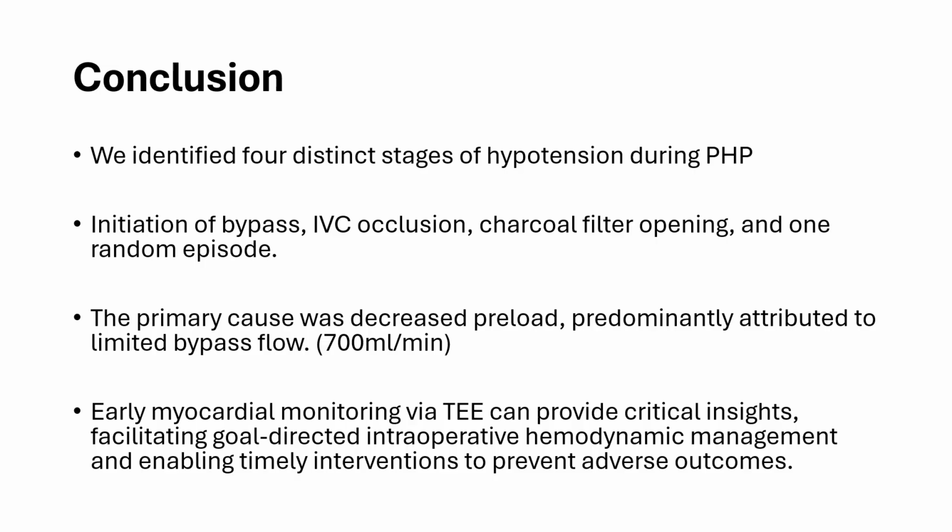So the primary cause of the decreased preload is predominantly attributed to the limited bypass flow, and the max bypass flow for those procedures is 700 cc a minute. And considering the patient's baseline cardiac output was around 4.5 liters, that's about 1/6 of the patient's normal cardiac output. And since we cannot increase that flow, the patient will remain hypotensive based on the lack of preload. We also saw some myocardial contractility changes.